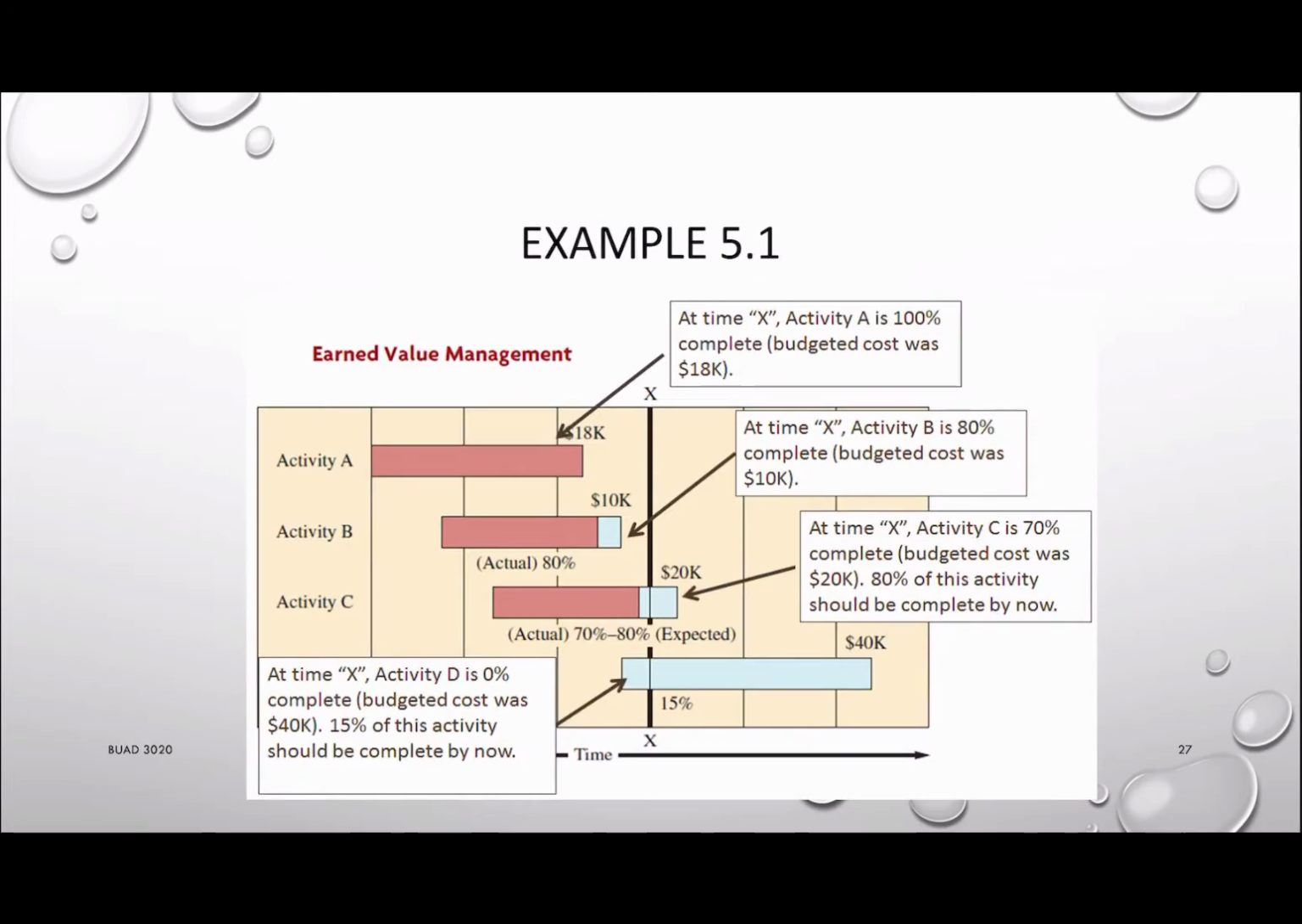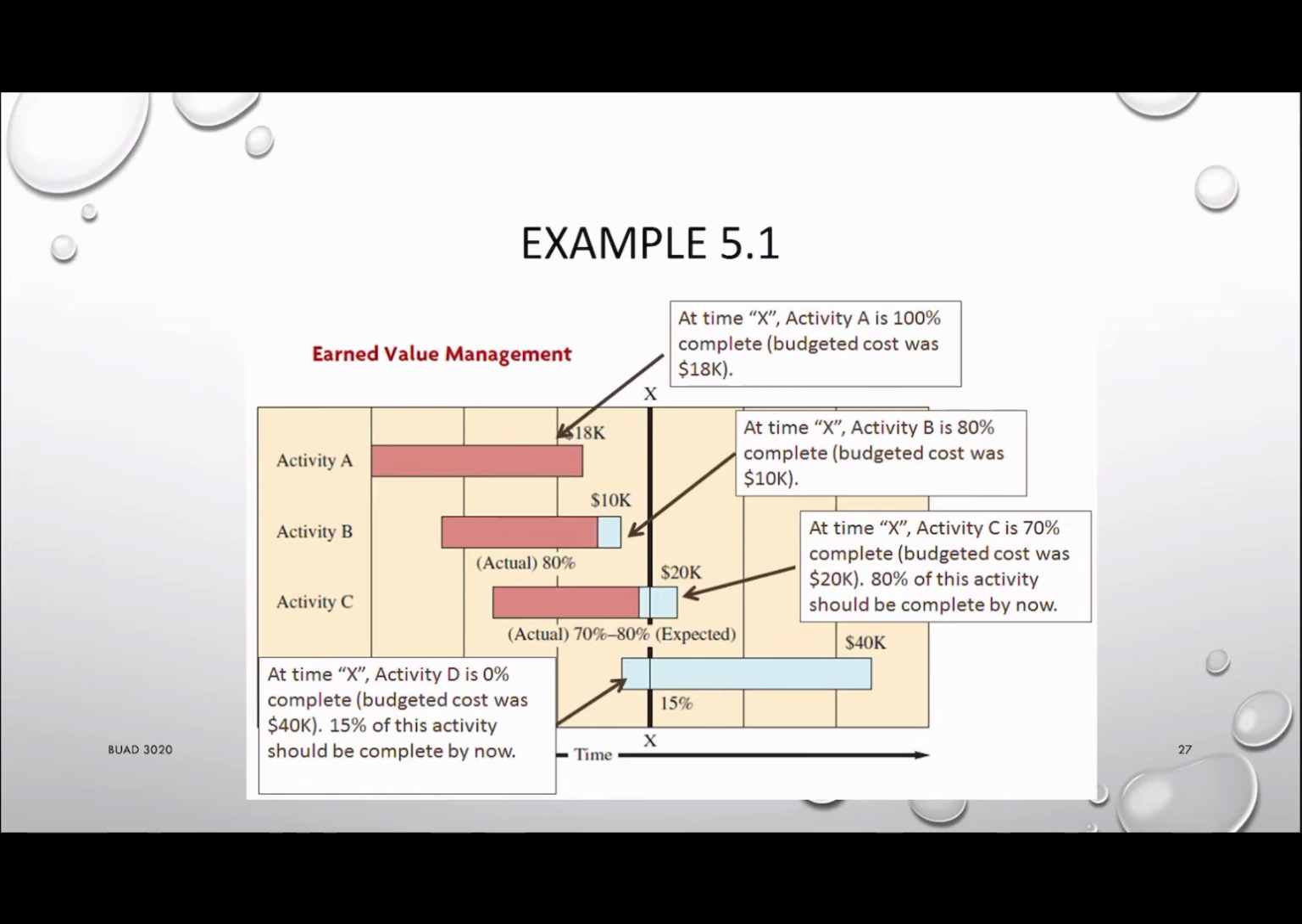So let's use an example to see how we can do the calculations. In this example, we have 4 activities: Activity A, B, C, and D. Suppose we are right here at X. We want to do the calculation to check whether we are over the budget or under the budget, and whether we are ahead of the schedule or behind the schedule. A couple of things that you can check here. For example, at time X, I know that I should have finished all of activity A already. So activity A is 100% scheduled and 100% complete because the entire region is red.